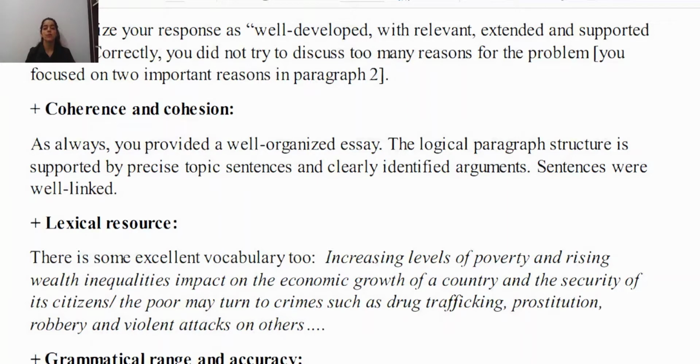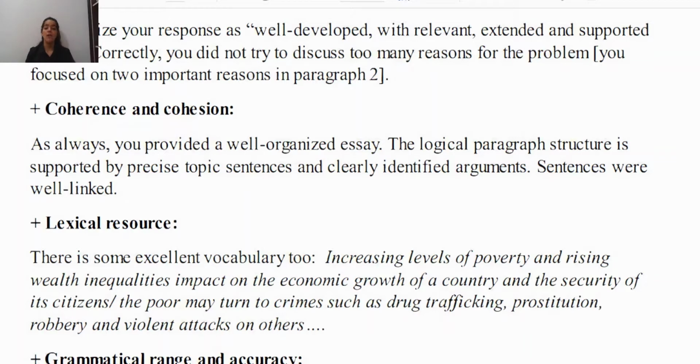So that is very important because sometimes students will go for listing items and that is a failure because you cannot go for their expansion and you're just naming them, which is not our purpose. We want very limited items but with the best explanation and expansion. So let's move on and talk about coherence and cohesion and see what the score will be like in this section. As always, you provided a well-organized essay.